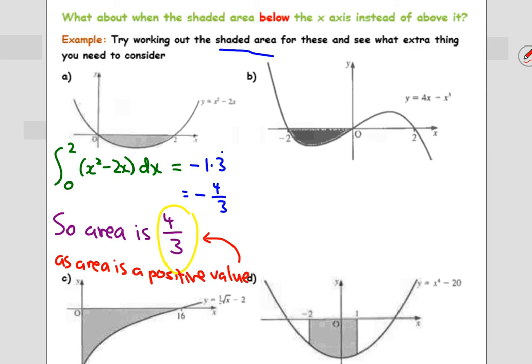If they just want the integral, if they just said do this green thing, they didn't mention anything about the area, just leave it as a negative. So that's an extra thing to consider. That's why it's okay to do this page with a calculator, because this is more what we're trying to get from this page, rather than practicing doing it by hand.